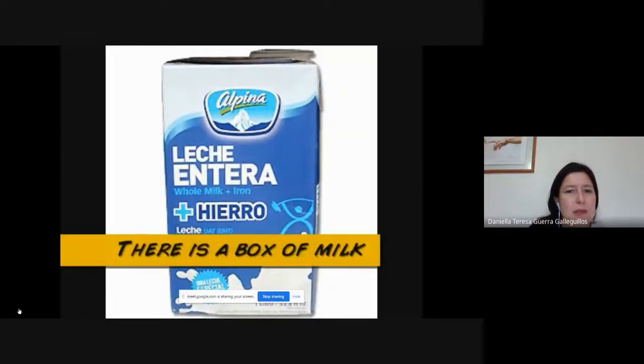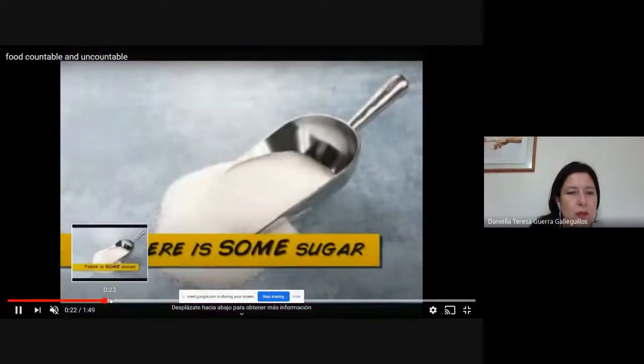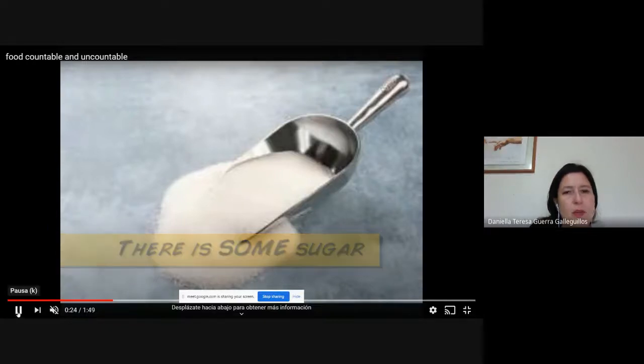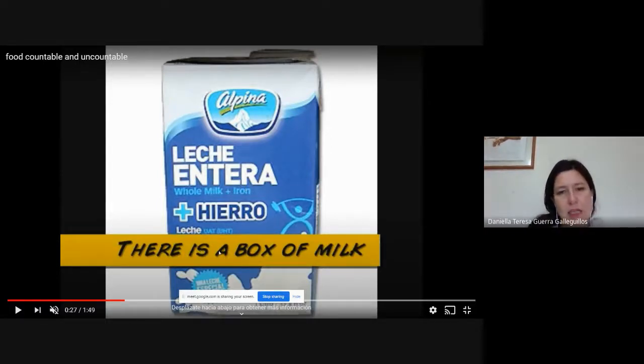Okay, so the same with the milk. We say, oh, I'm sorry, I made a mistake there. There is some sugar. And the same with the milk. There is a box of milk. Ojo, aquí uso there is porque estoy diciendo una caja, un cartón. There is a box of milk.